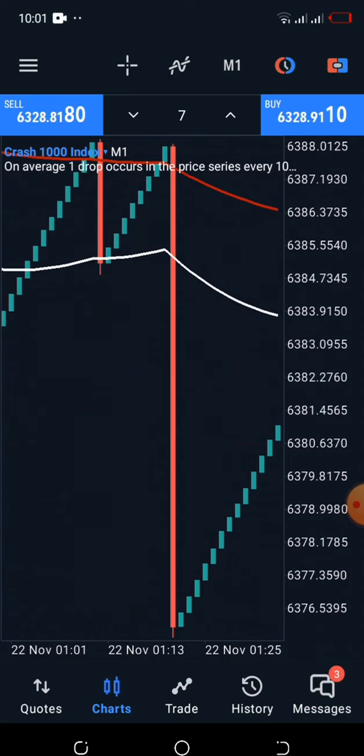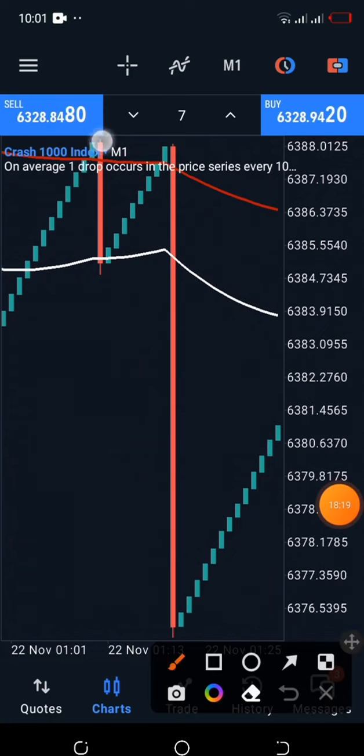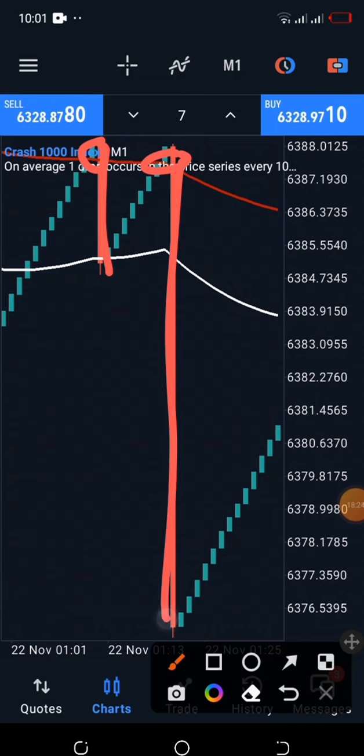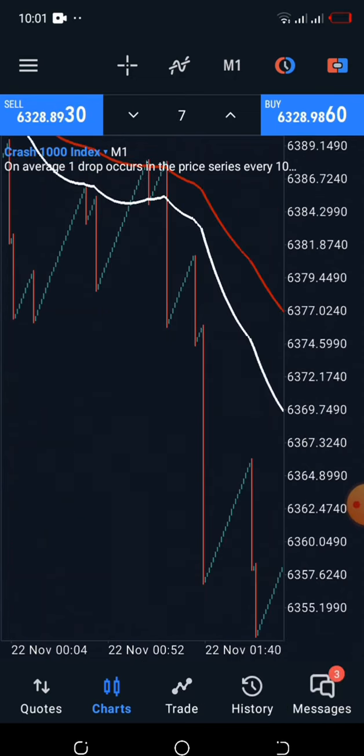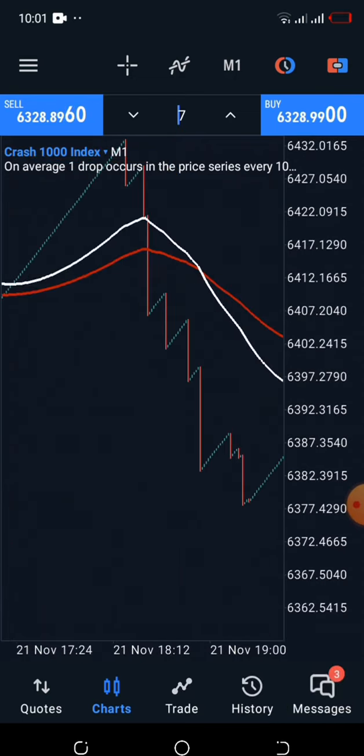Just one candle after that. That's 1 minute after that. It touches it, immediately spikes to the downside. Touches it, spikes to the downside. Look at this long spike. Do you get it? So I'll just show you probably one more example.